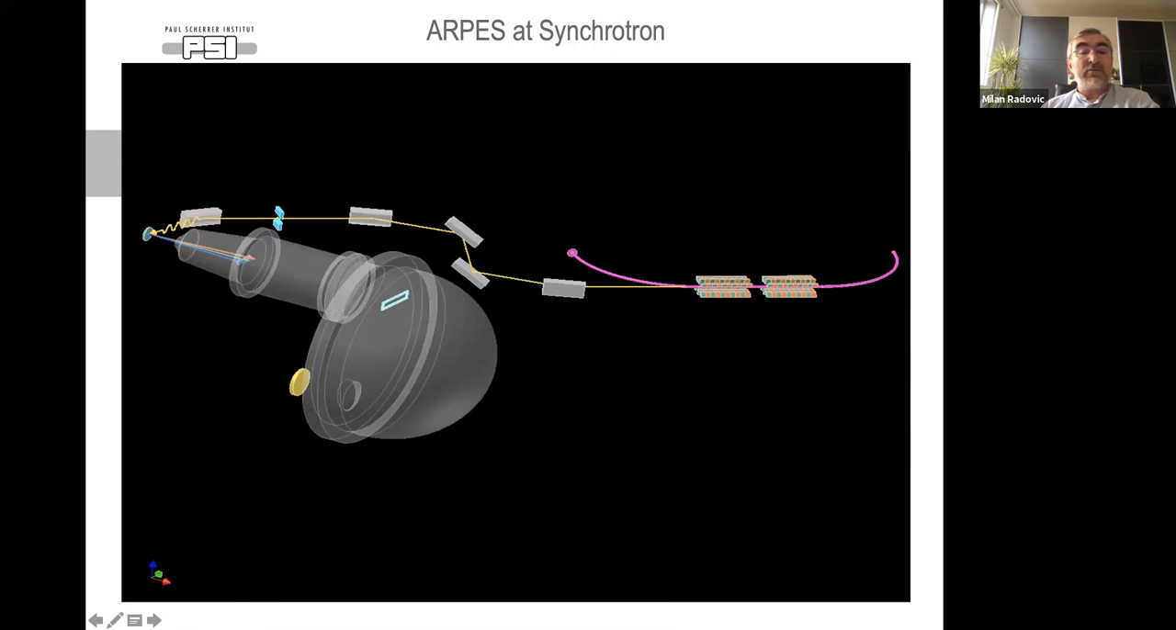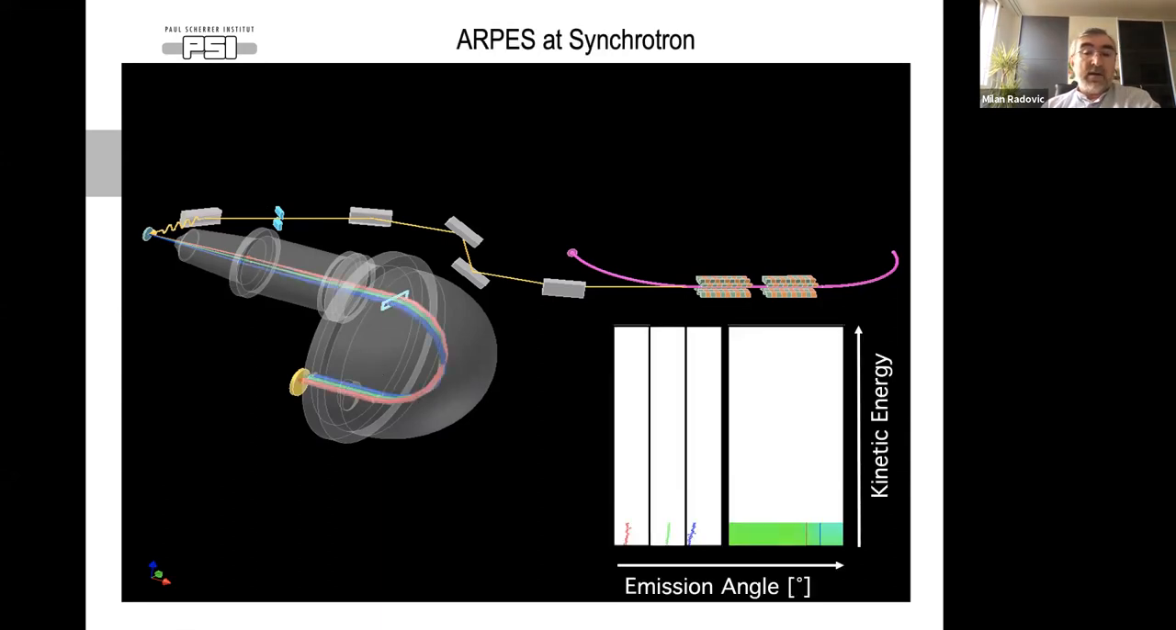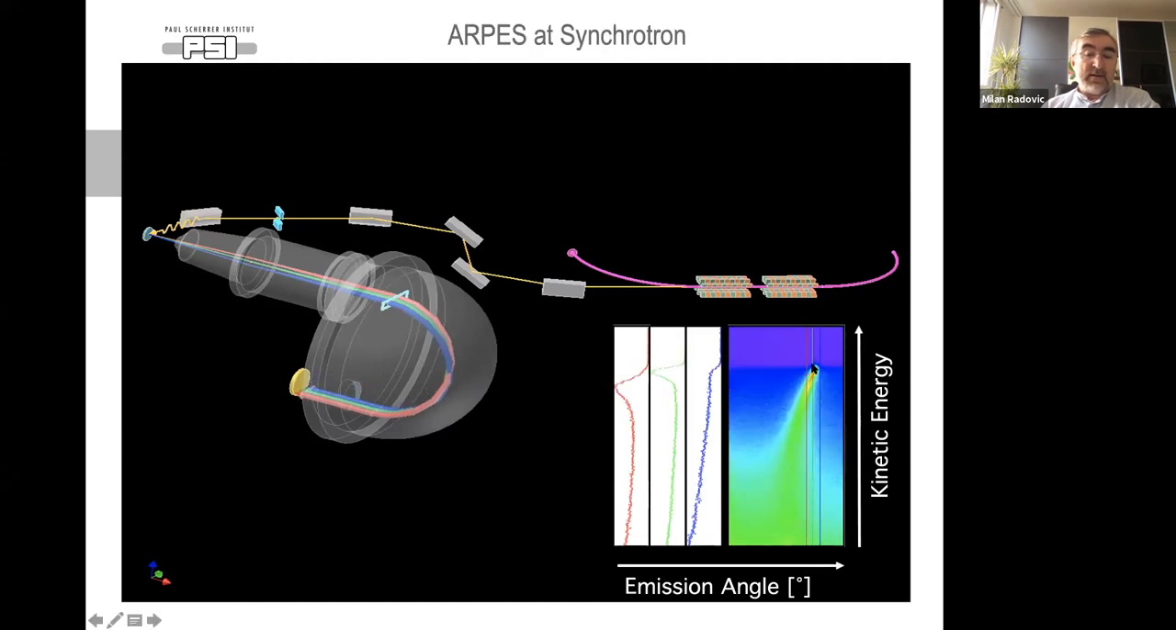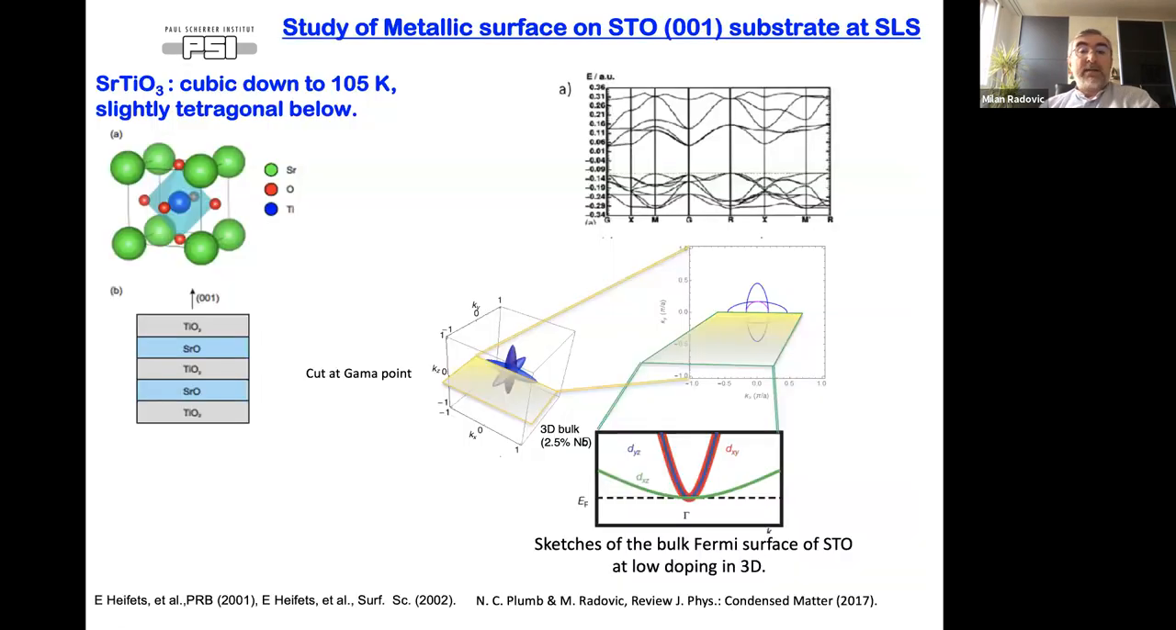There are some optical paths to reshape the beam, and this is the sample here, from which I'm ejecting electrons. Then this is the hemispheric analyzer, which filters those electrons in angle and energy. So I'm now seeing this picture. This is called the band, which has dispersion, and that is the Fermi level. This was the case of the cuprates. Taking one slice and combining many of them, I will be able to reconstruct the full K space, or let's say reciprocal space.